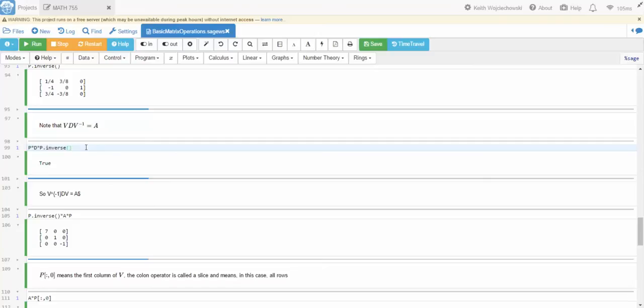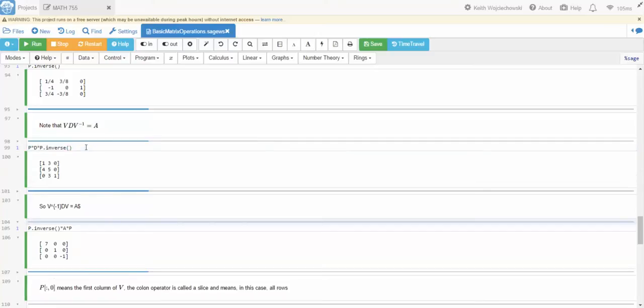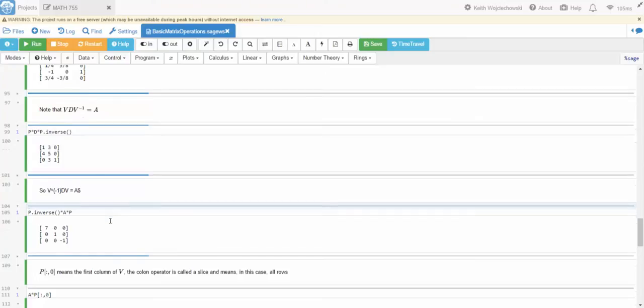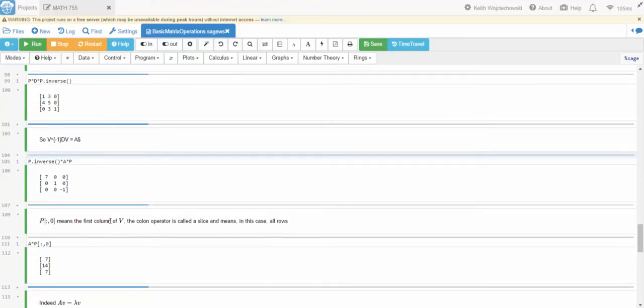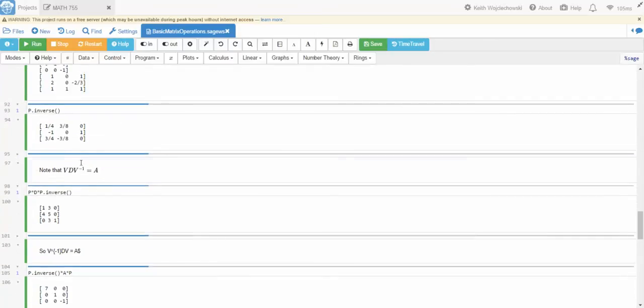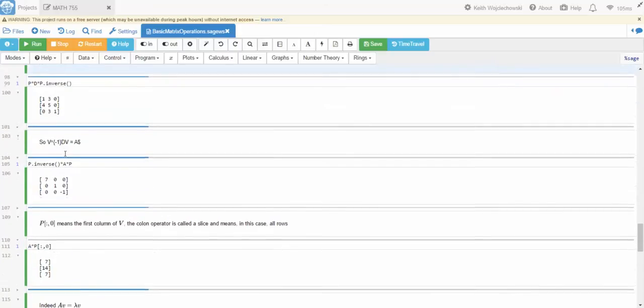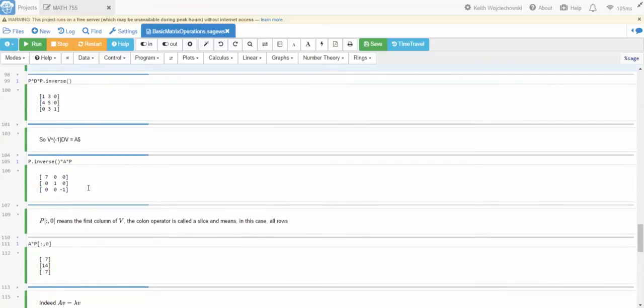And notice the double equal sign: a single equals in computer language is assignment, double equals is a comparison. Okay, and then if I go the opposite direction, if I go P inverse times A times P, I get the matrix D again, the diagonal matrix, which is 7, 1, minus 1 on the diagonals. On the diagonals are the eigenvalues.